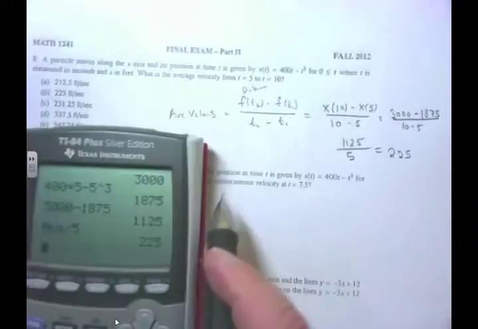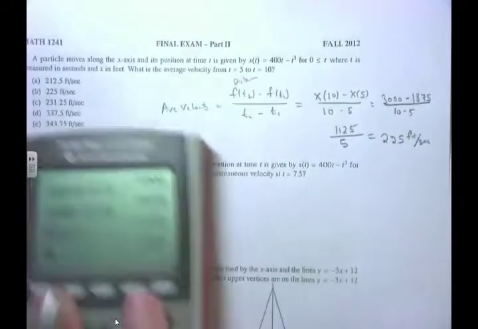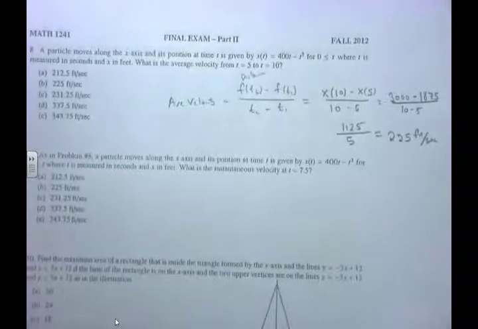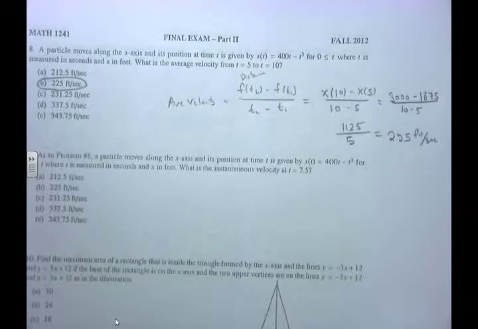So divided by 5 is 225. And it is a velocity. Distance is measured in feet. Time is measured in seconds. So I got 225 feet per second. The answer is clearly B. Does that make sense? To me, this was an easy problem. But what made it so easy? I memorized the formula. With average velocity, I knew what to plug it into.